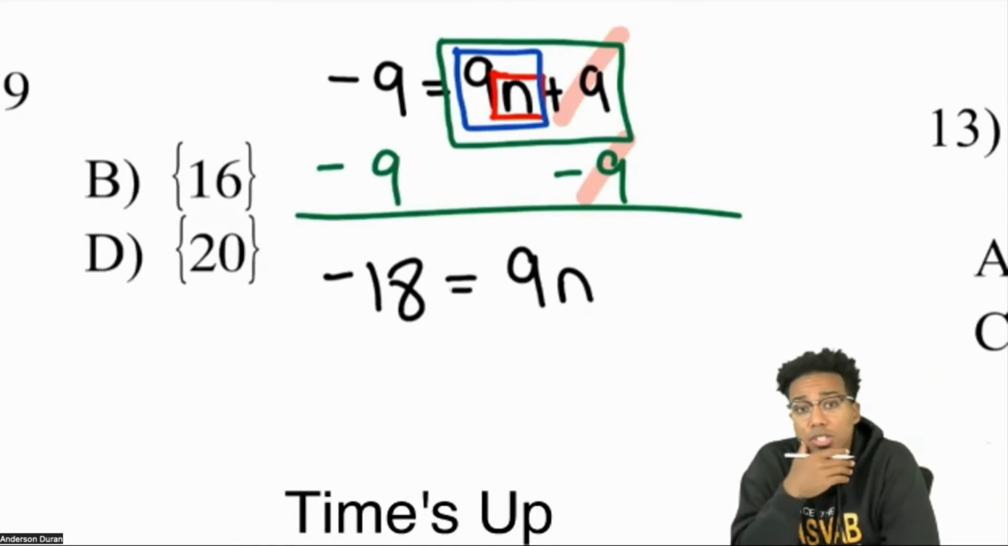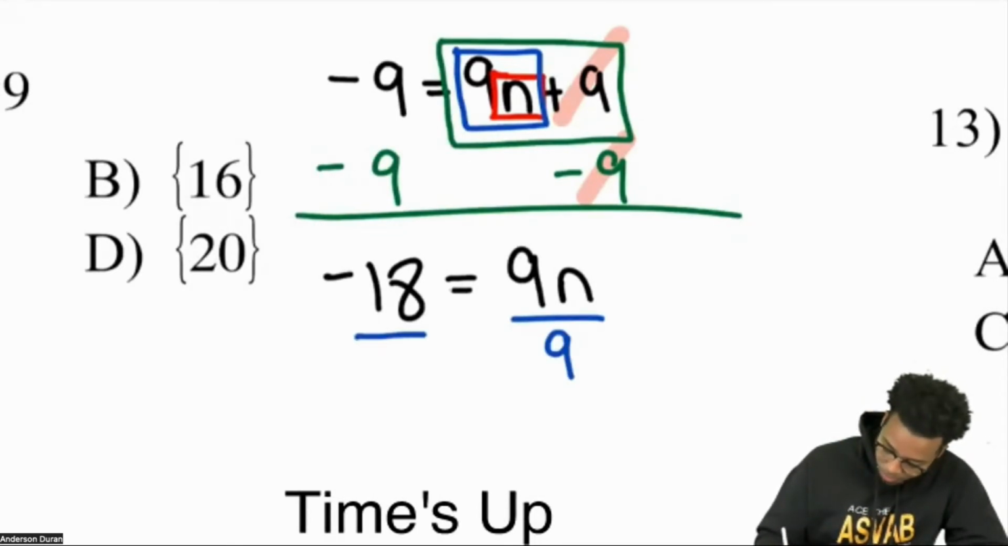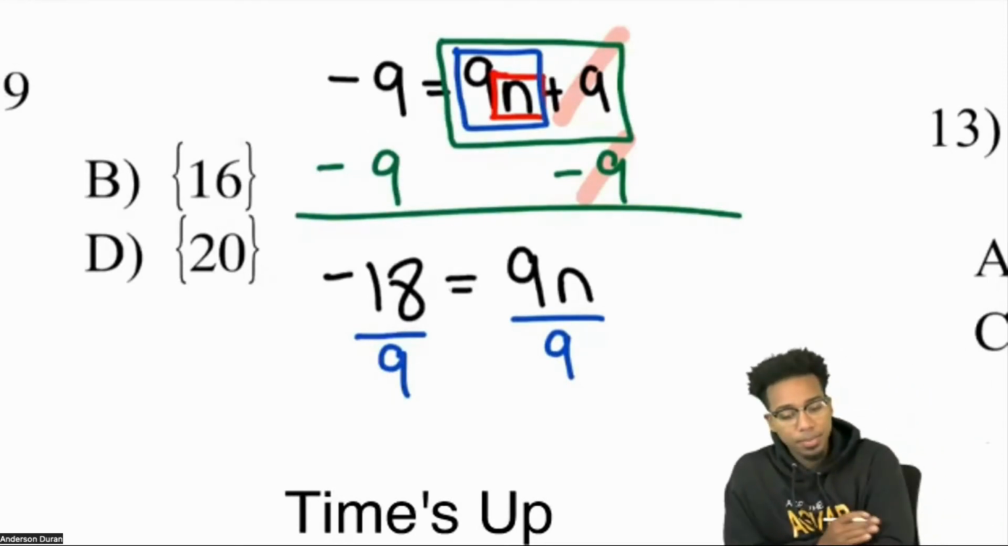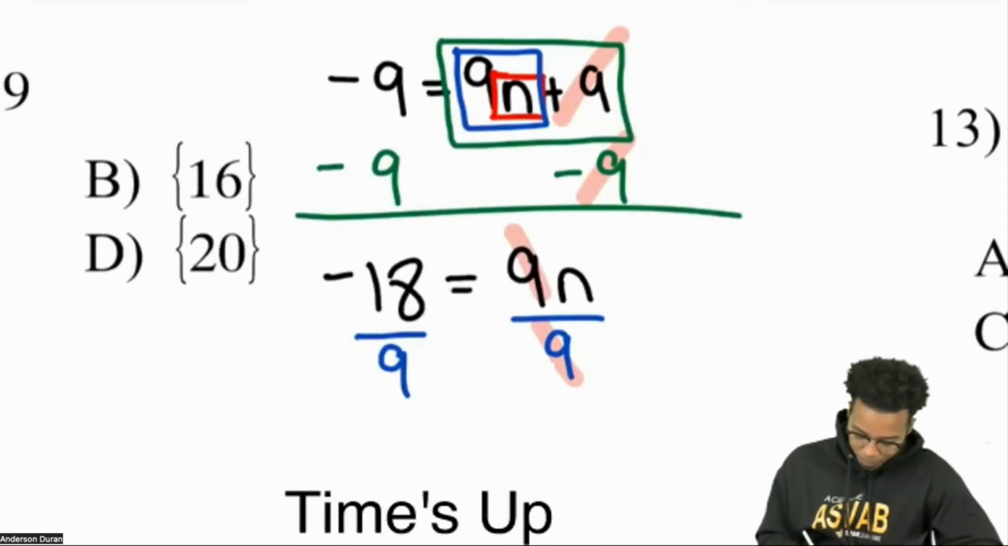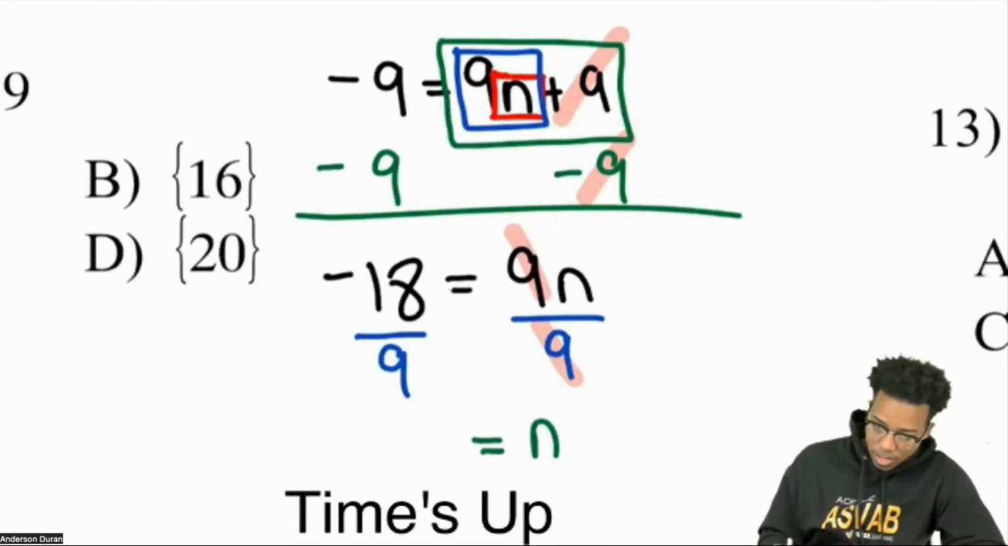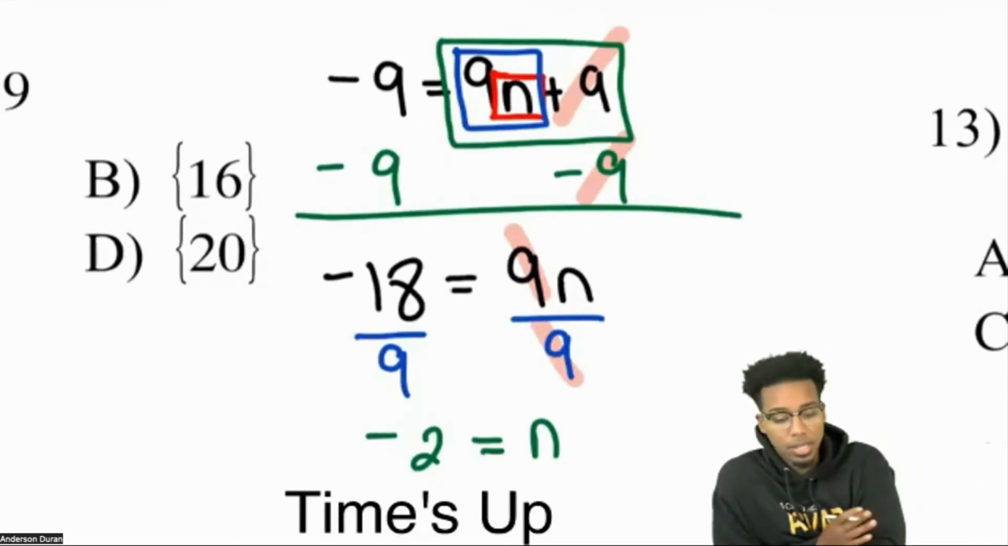And from here, we have to ask ourselves, well, that 9 is being multiplied to the n. So what's the backward step? Yeah, we would divide. So divide both sides by 9. And what we get there is canceling on the right side, and we get n equals 18 divided by 9 is 2. And a negative divided by a positive is a negative. Right there, it is a negative.